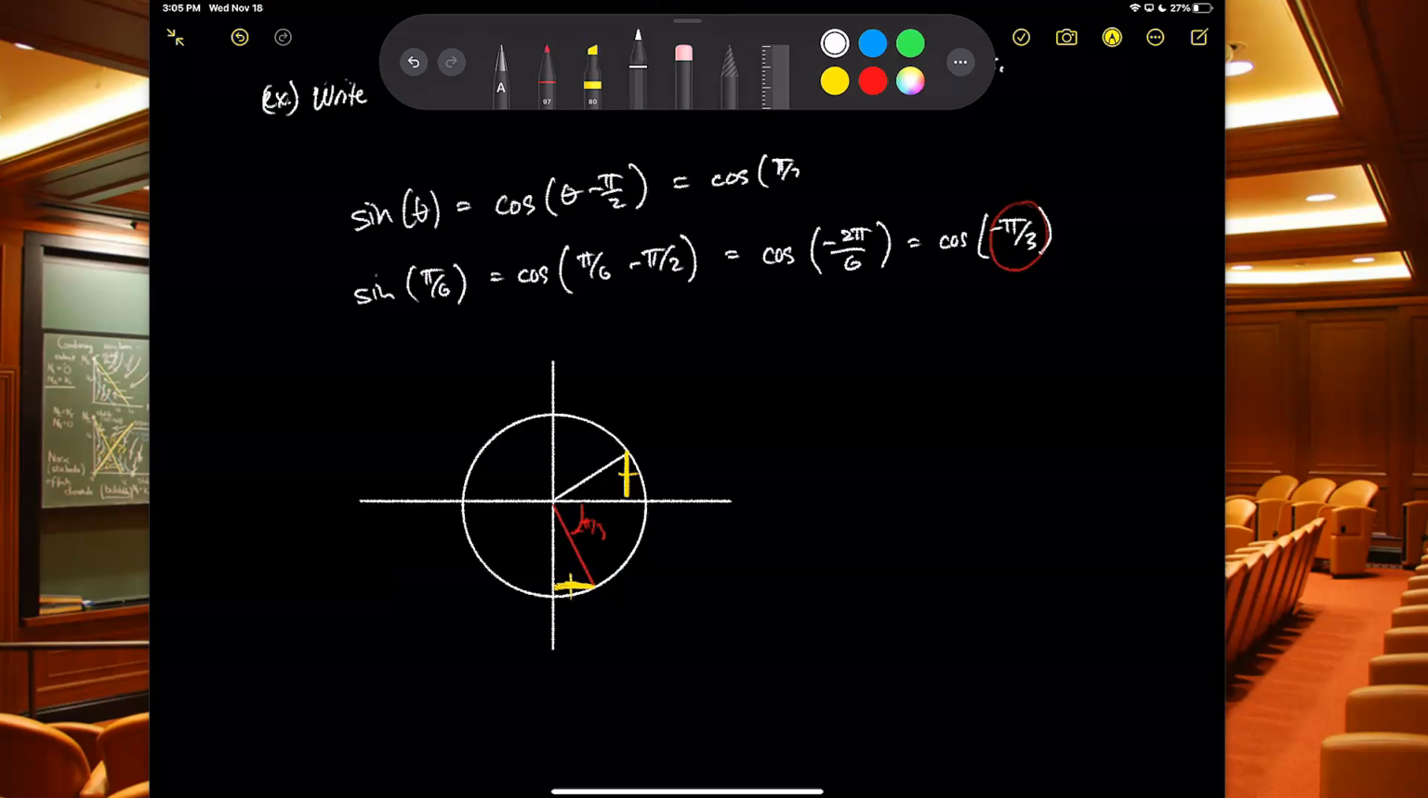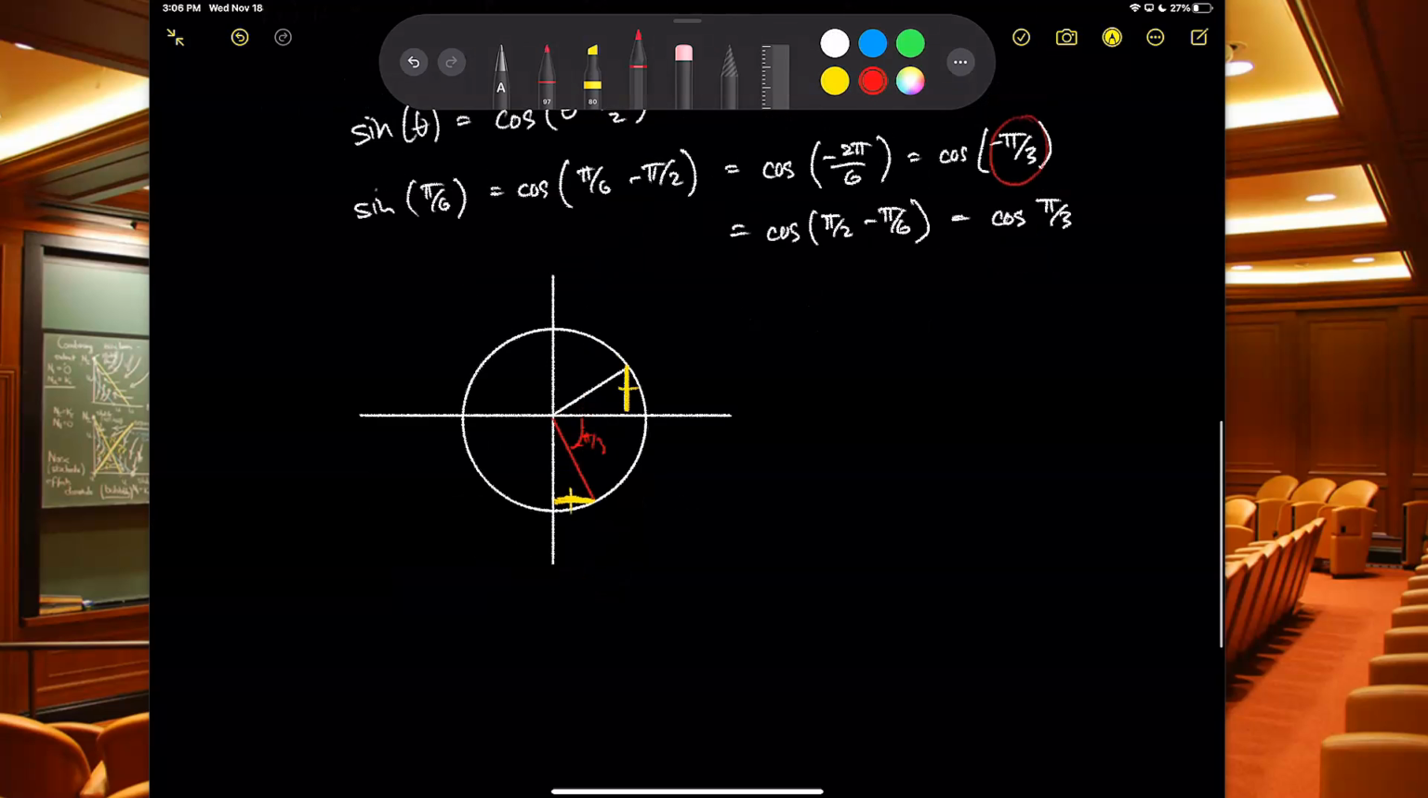cosine of pi over 2 minus theta. So pi over 2 minus theta, in our case, pi over 2 minus pi over 6. Again, we're going to get cosine of positive pi over 3, which makes sense geometrically, right? If we did, again, a rotation up of 60 degrees, or pi over 3 in this direction, we're going to see that this horizontal distance is the same as well.